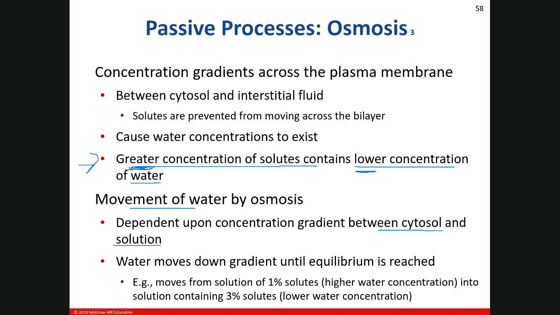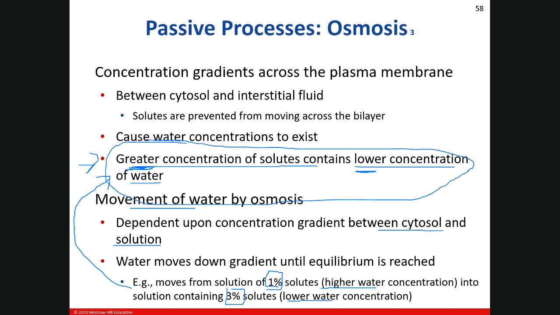All right, so we're going to talk about how when we have a solution that has 1% solutes, which is a relatively low concentration of solutes, it'll have a higher water concentration versus 3%, which is going to have a higher concentration of solutes, therefore it'll have a lower water concentration. And that goes back to this. I would say memorize this statement here: the greater the concentration of solutes contains the lower concentration of water. And that's before water even starts to move. Once we've established that concentration gradient, it's game on. Water goes from an area of high concentration to low concentration. And that low concentration of water, I'll repeat myself one more time, is going to have that greater concentration of solutes.